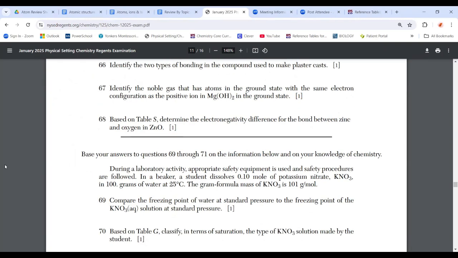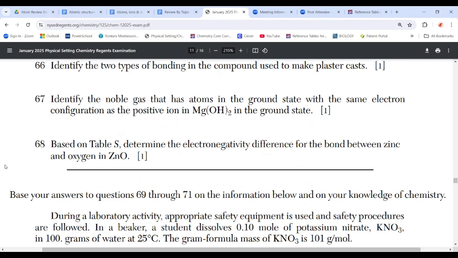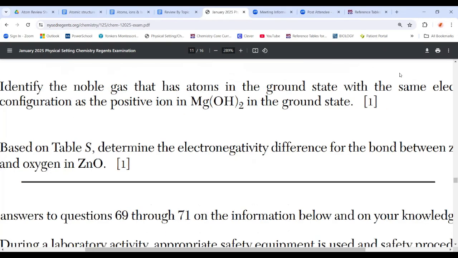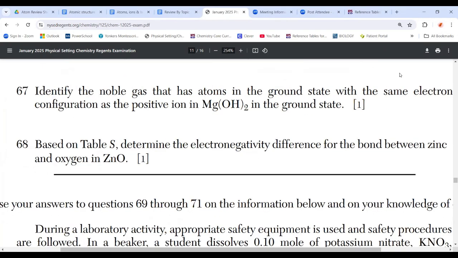67. Identify a noble gas that has atoms in the ground state with the same electron configuration as a positive ion in magnesium hydroxide. I think I went over this in the slideshow with valence electrons that I'm going to attach to this, but I'm going to go over it really quickly here. Magnesium can only pick up one charge, which you guys probably know. It's also what's listed on the reference table, on the periodic table under oxidation states: +2 is the only charge possible for a group 2 ion.